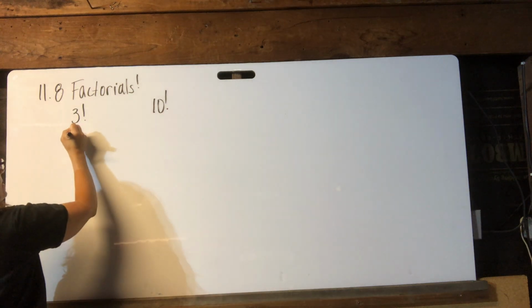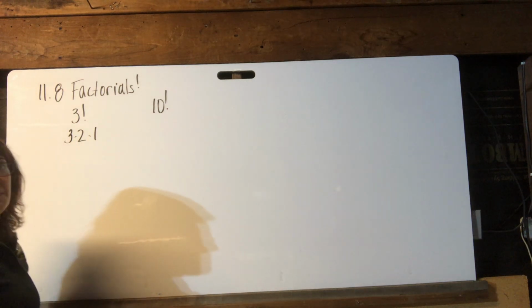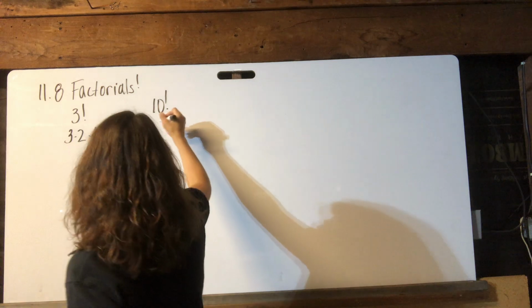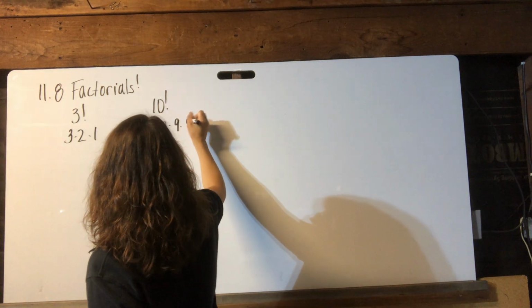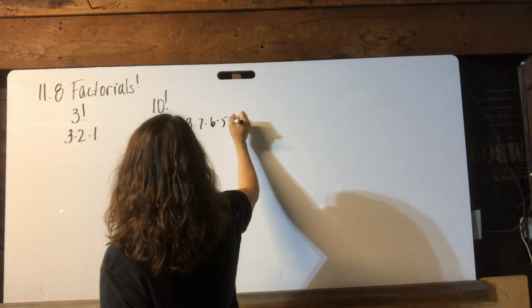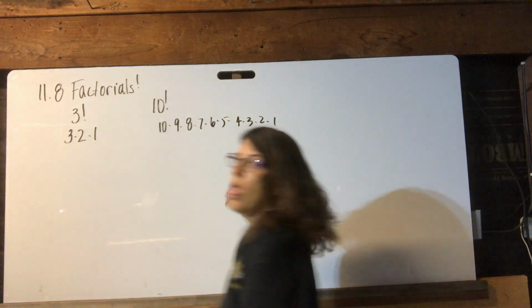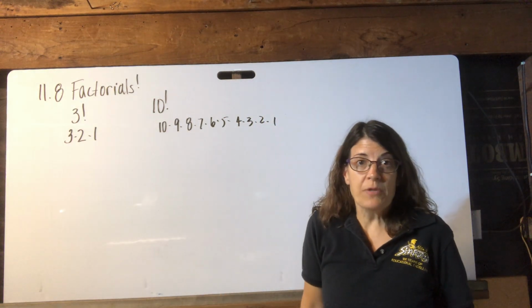3 factorial is 3 times 2 times 1. 10 factorial is 10 times 9 times 8 times 7 times 6 times 5 times 4 times 3 times 2 times 1. That's what a factorial is.